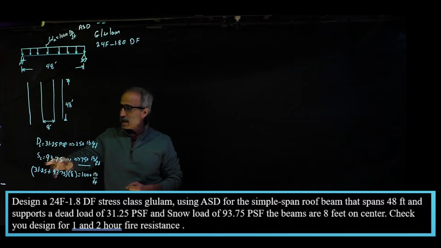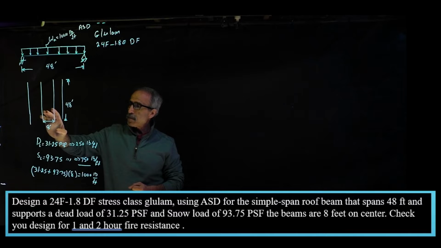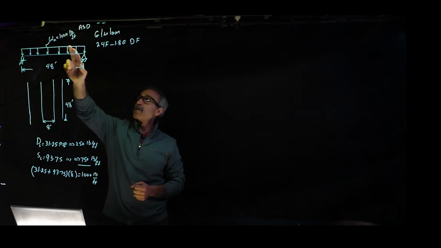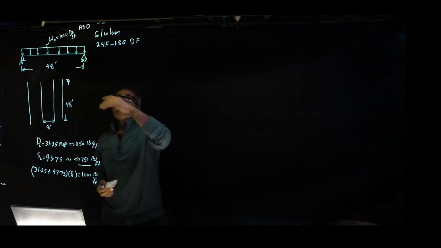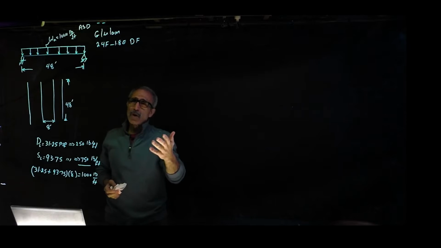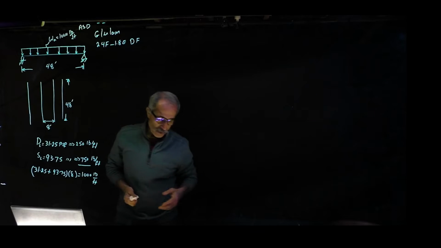The snow load is 93.75 pounds per square foot. If you multiply by the tributary width, then you're going to come up with 1,000 pounds per foot. So the beam basically has 1,000 pounds per foot. And we're going to design this for a 1 hour and 2 hour fire rating. First let's design it, then we go through all this stuff.